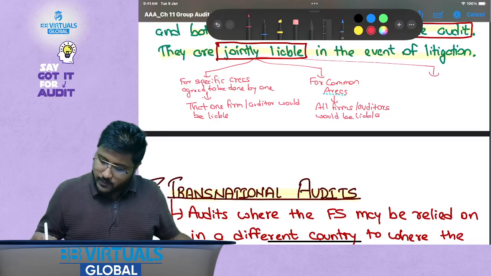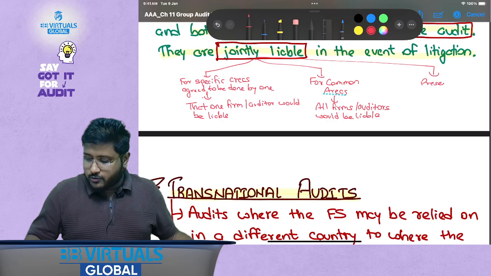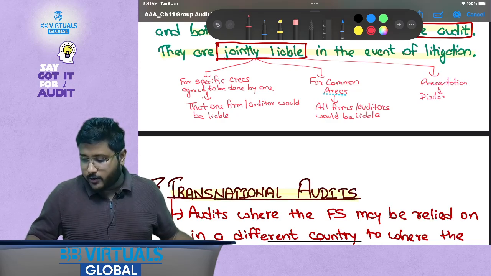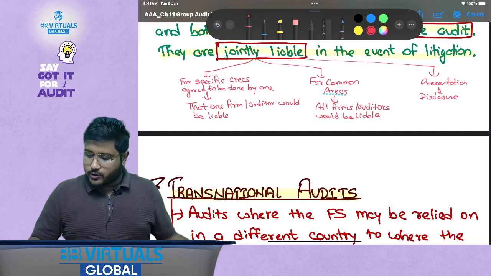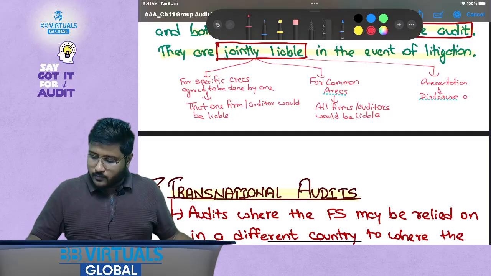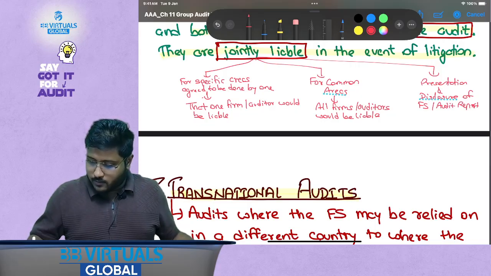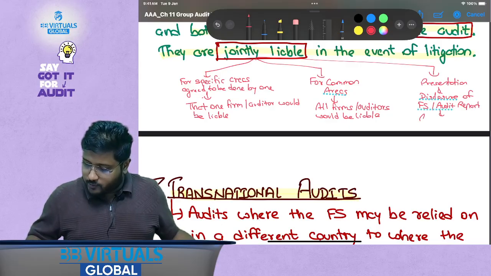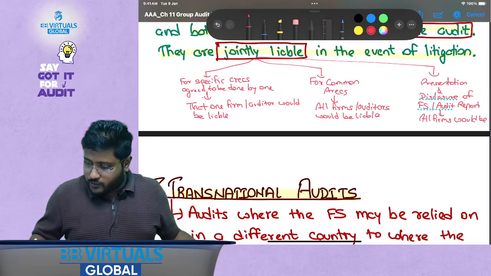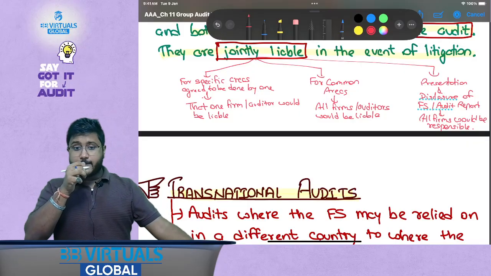And when I say for presentation and disclosure of affairs, that is, everybody has done their areas appropriately, everybody has conducted the audit appropriately, only the presentation and disclosure of the financial statements or audit report is not correct, then again all firms would be responsible. All firms would be responsible, as this is something that should be done by everybody together. I hope this is clear.